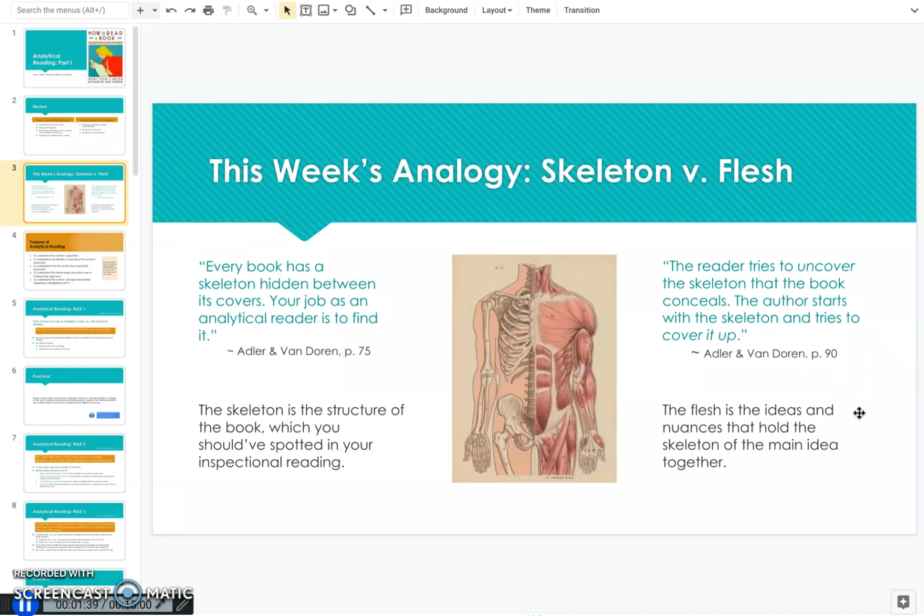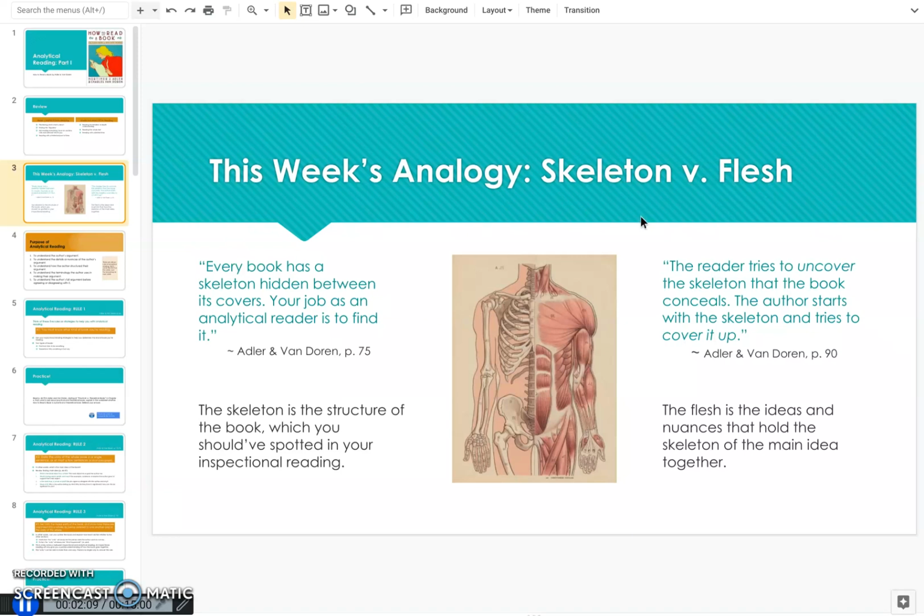All right, so think of it this way. The skeleton is just the basic structure. It's kind of like the outline. And then the flesh is all the little examples and details that cover up that skeleton. So if you were to write a paper, the skeleton would be the outline that your teacher might have you do before you turn in the paper. And then the flesh is all of the research and the quotes and the facts and everything that you put into that outline to build it up into an actual paper.